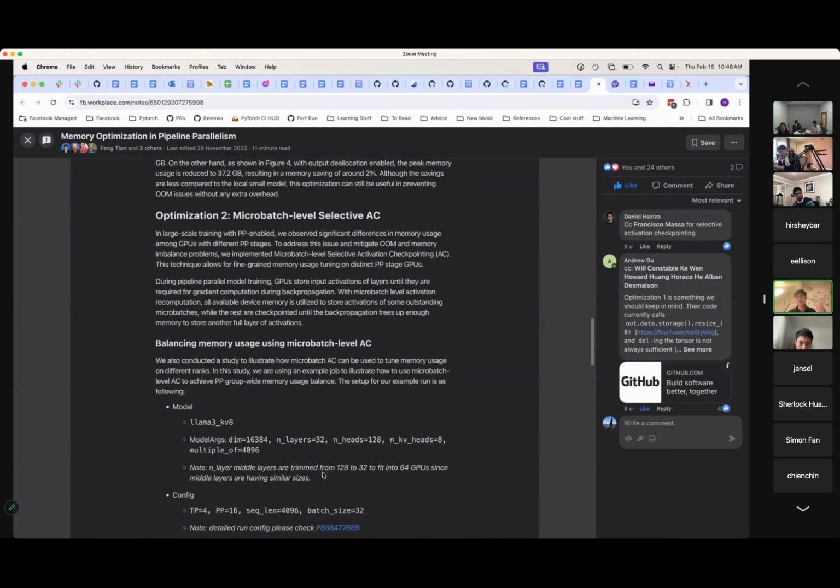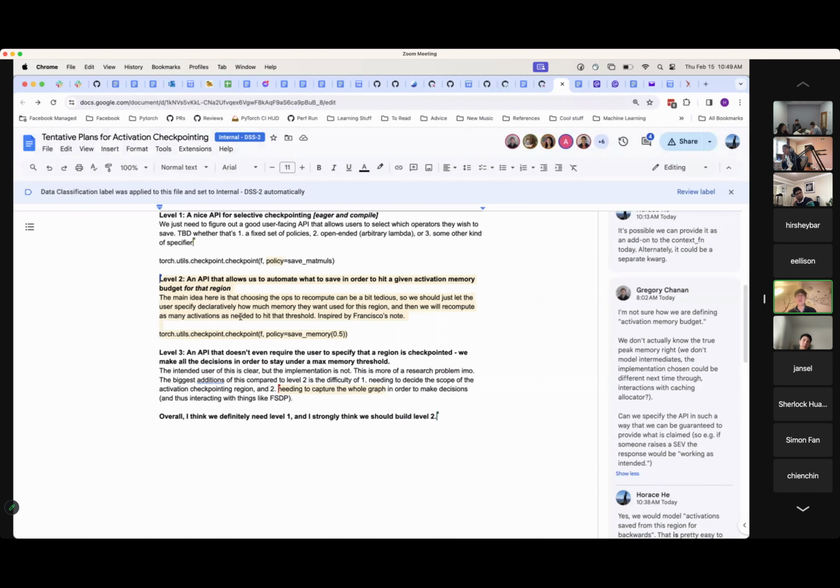Maybe you can imagine a future where we capture everything in the graph and do all the global planning all at once. But I think that future is a little bit hard to manage, and it's quite a bit far off from where we are today. So I think a level 2 API makes a lot of sense, since it's fairly predictable and also provides quite a bit of automation that folks want.